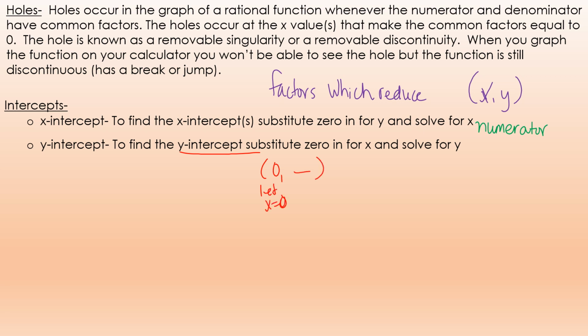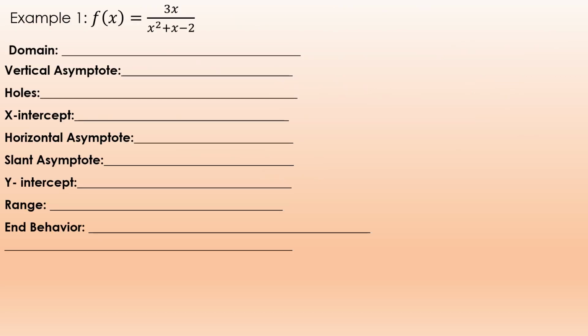So I personally like to do those first. I'm going to kind of do things in the order in which I like to do them. It truly doesn't matter, whatever way works for you, as long as you get it going. So here we go. First example. F of x equals 3x over x squared plus x minus 2.